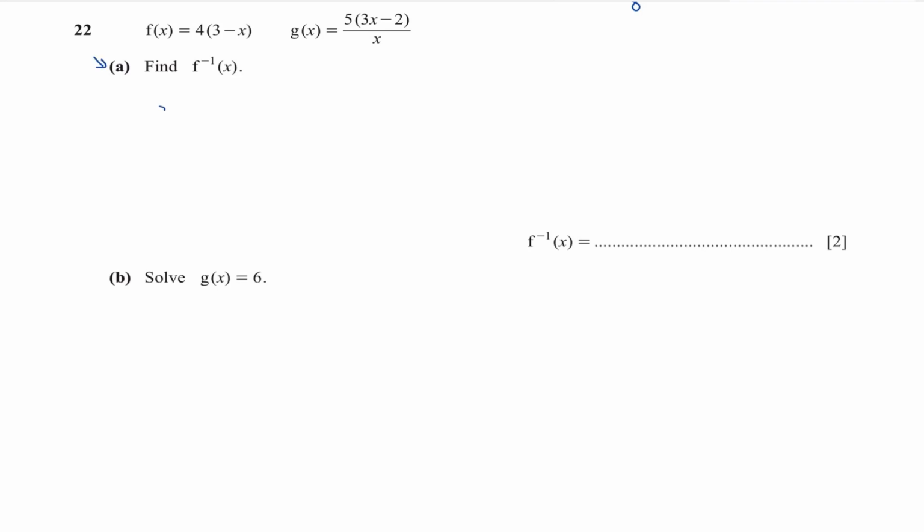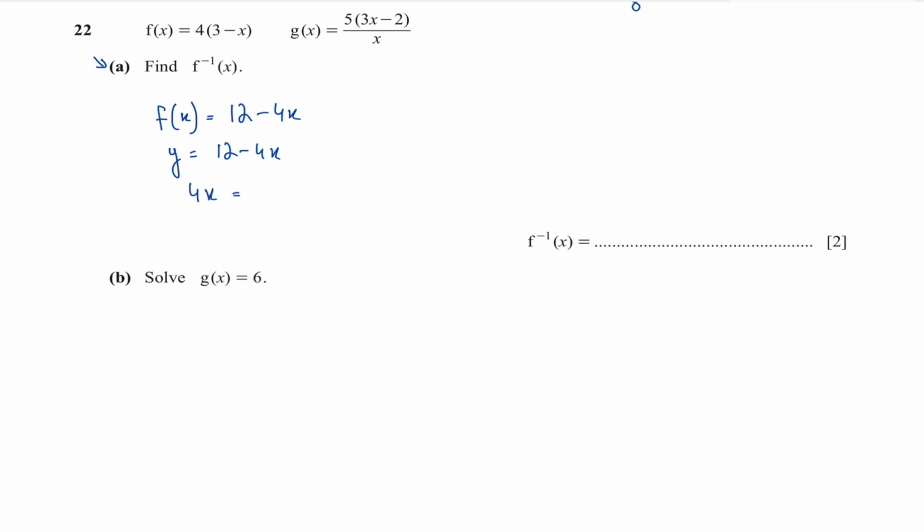Okay, so first let's find out what f of x is. I mean, let's multiply the brackets. So we're going to have 12 minus 4x. Now let's find the inverse. So the first thing I'll do is I'll set it equal to y, and then I'll have to make x the subject. So let's try and get x positive first.